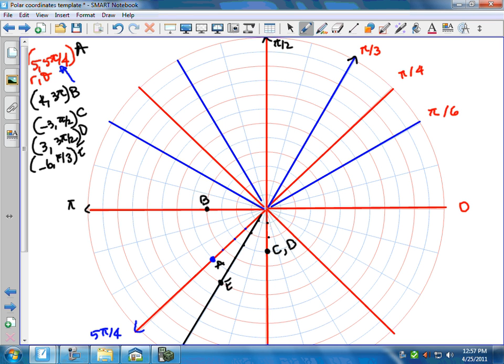And finally, can you finish part F, please? The point was negative 4 comma pi over 6.